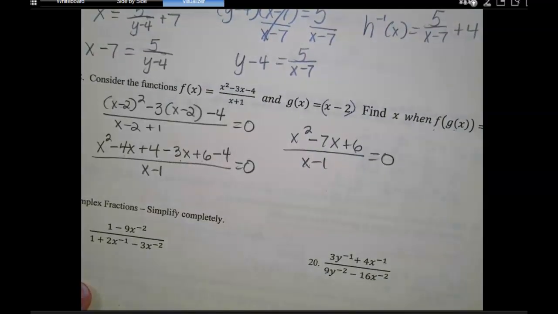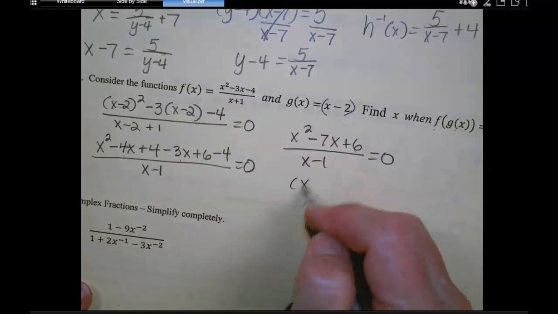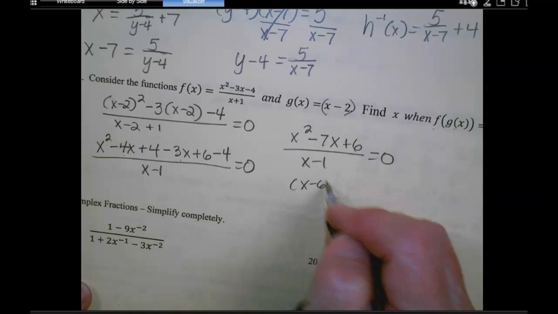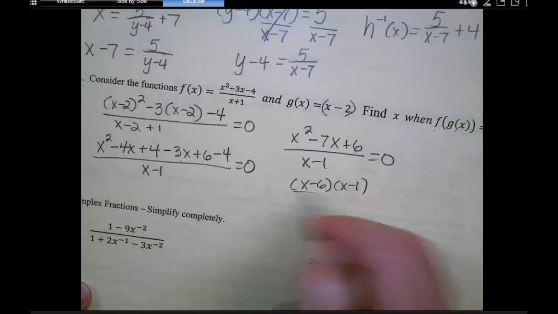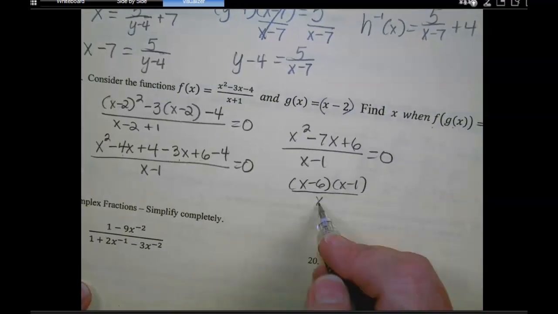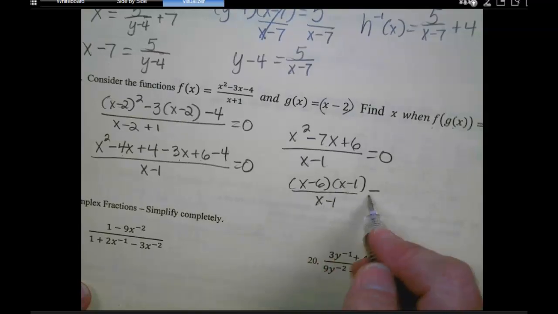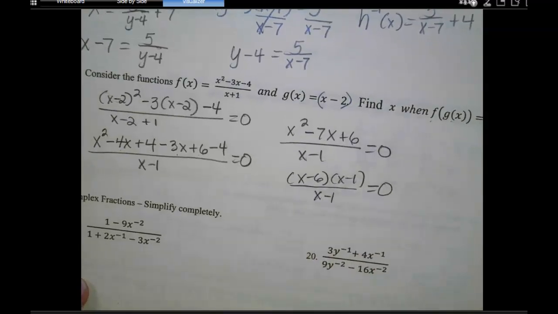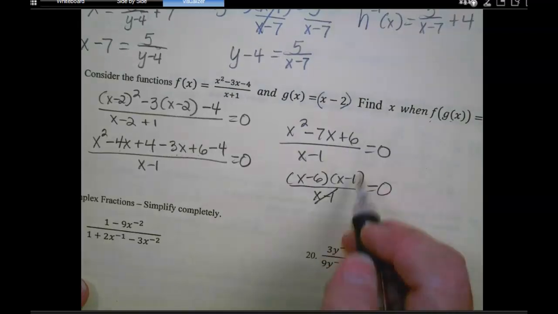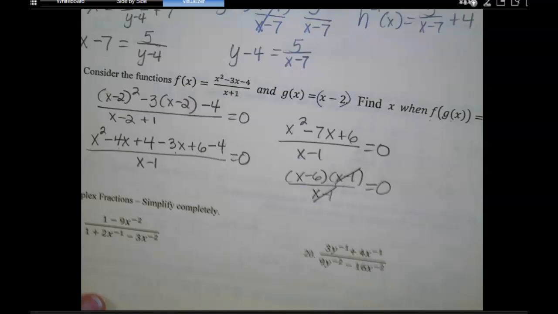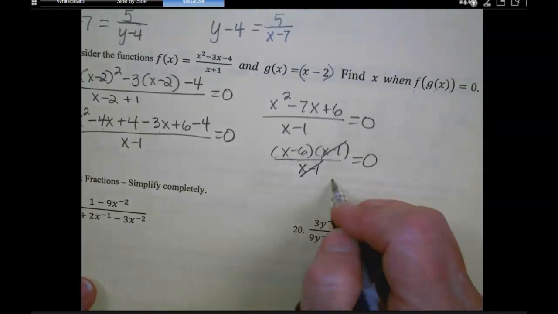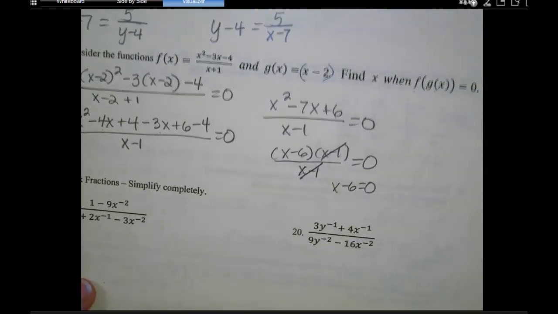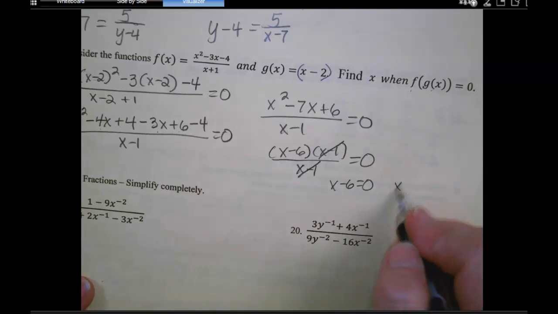The x squared minus 7x plus 6, does that factor? So I get x minus 6 times x minus 1. Angel, can I cancel the x minus 1s? Yes, I can. So now I'm left with the super hard fact of x minus 6 equals 0, and your x would equal 6.